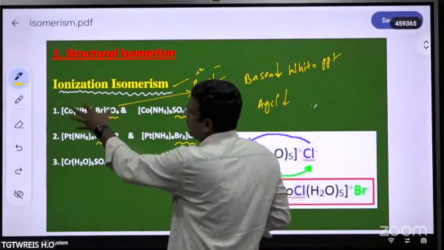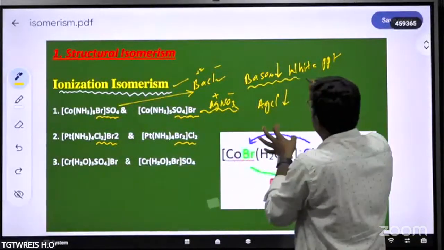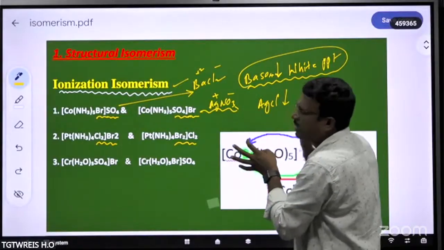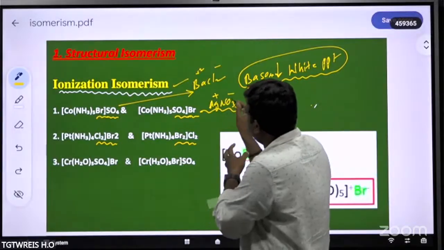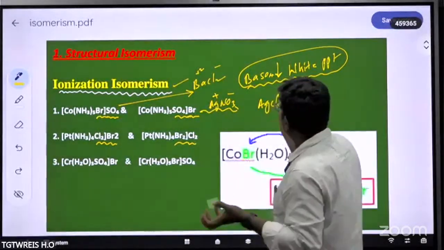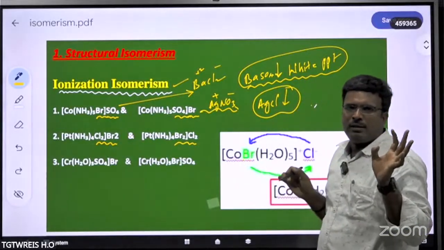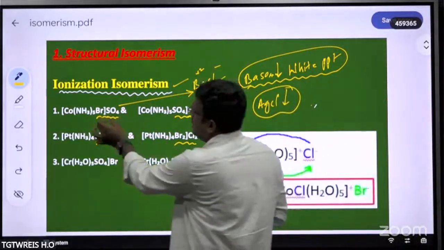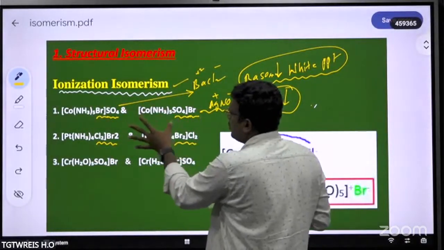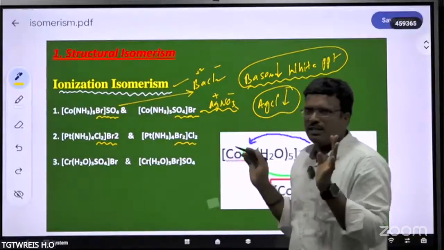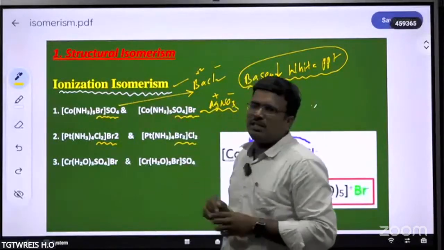The same molecular formula is there. But when we treat this compound with barium chloride, what do we get? Barium sulfate white precipitate is formed. Whereas when this compound is treated with silver nitrate, white color silver chloride precipitate is formed. It means out of these ions, one is the bromide ion and the other sulfate. Both the ions are changed only, right? This type of isomerism is called ionization isomerism.